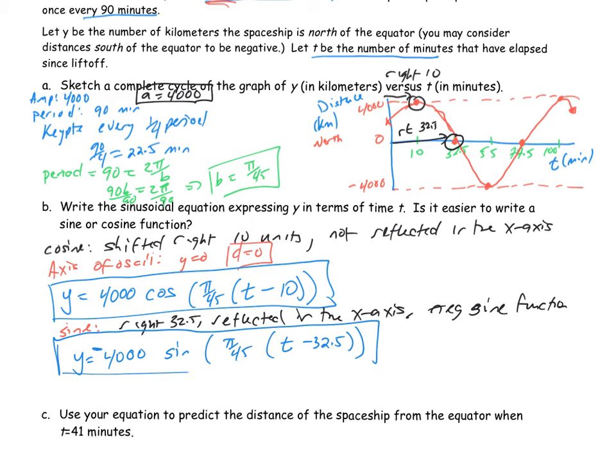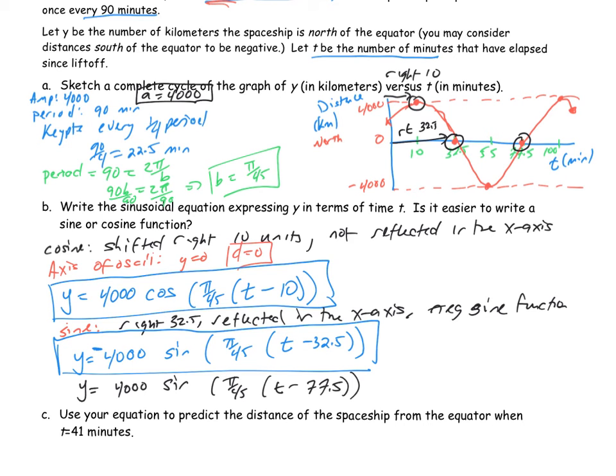If you had chosen the value at 77.5 for sine, then it would not be reflected. So an alternative sine function would be positive 4,000 sine of pi over 45 times t minus 77.5. That's another function we could have written.